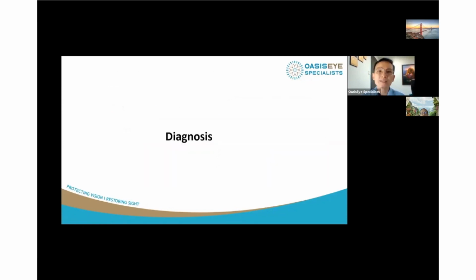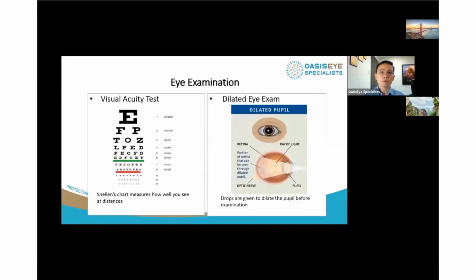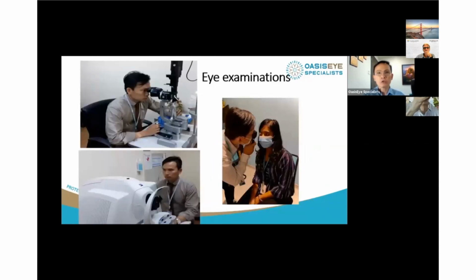So how do we diagnose? How do we know a person has AMD? First and foremost, we can do an eye examination by checking their visual acuity. Subsequently, a doctor needs to examine your eye by doing a dilated eye examination. So we do the eye examination using a slit lamp or an ophthalmoscope, or we can do certain scans, for example, an OCT scan to scan your retina.